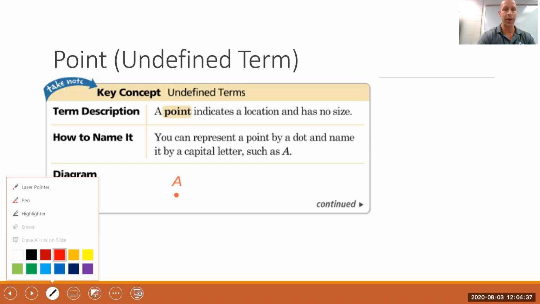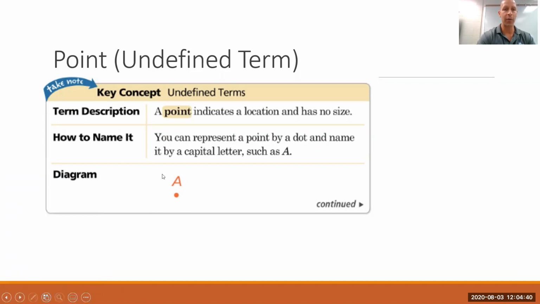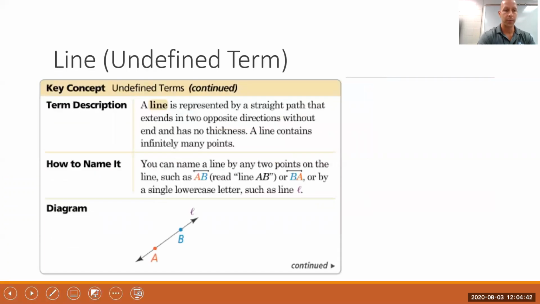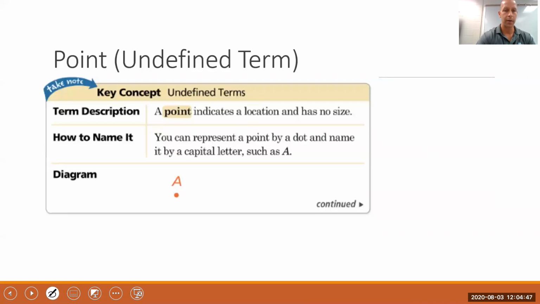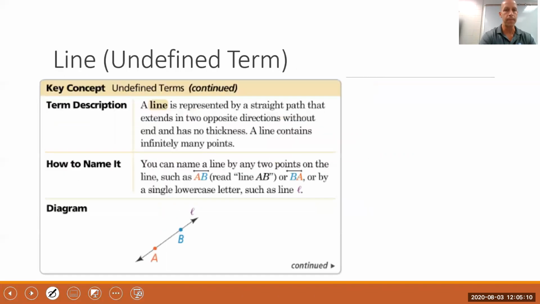So if we look here at this picture, we've got this point A. Here's this point A. It indicates a location, but it has no size. That dot there is what we use to represent the point A, but that's not actually point A. Point A is so small that you wouldn't even be able to see it. We name it using a capital letter, so that would be called point A.